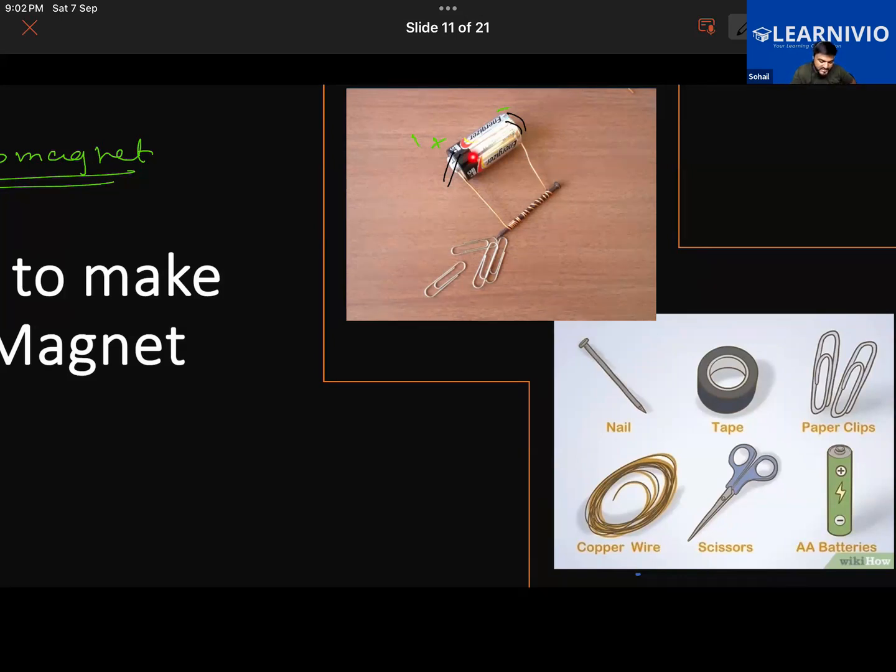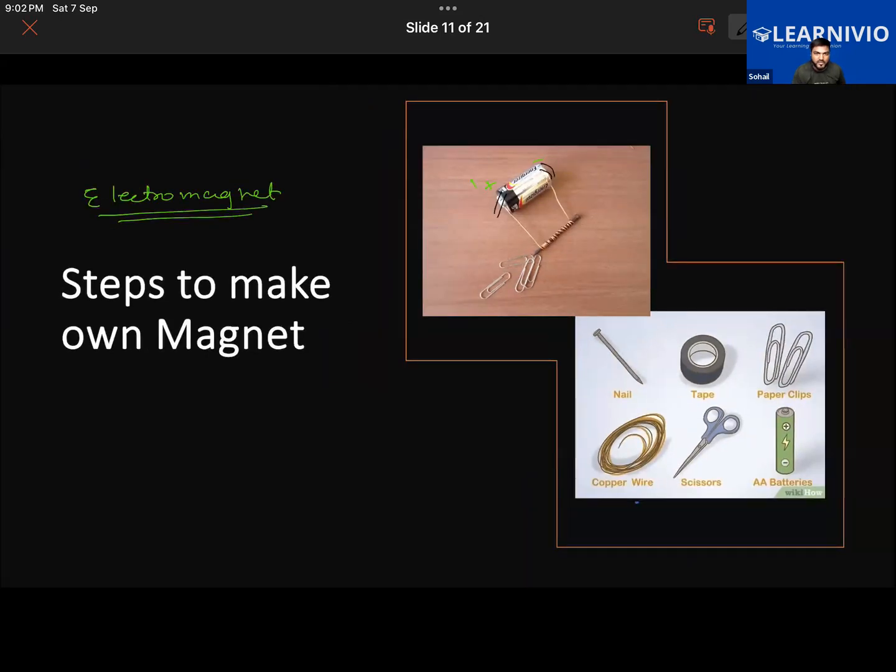As soon as the current passes through it, you will observe that it starts to attract these paper clips. But as soon as you take the wire out of the connection, and it is no longer connected to the battery, it will stop attracting the paper clips. So this is acting as a magnet with the help of electricity. Getting it now?